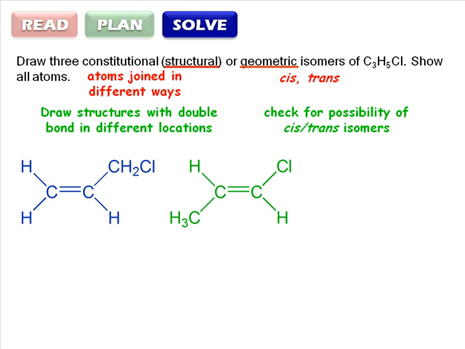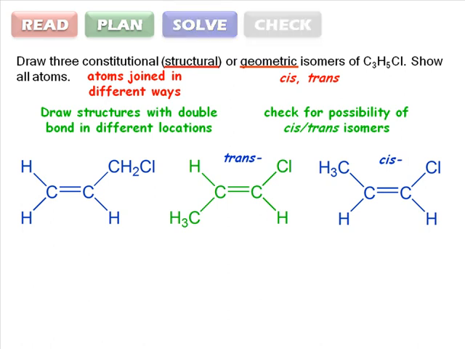To get a new geometric isomer, notice that the chlorine group and the methyl group in the first structure are trans with respect to one another. If we switch positions of the hydrogen and the methyl groups on one side, then we can get the cis isomer. There, now we have 3 isomers of C3H5Cl.